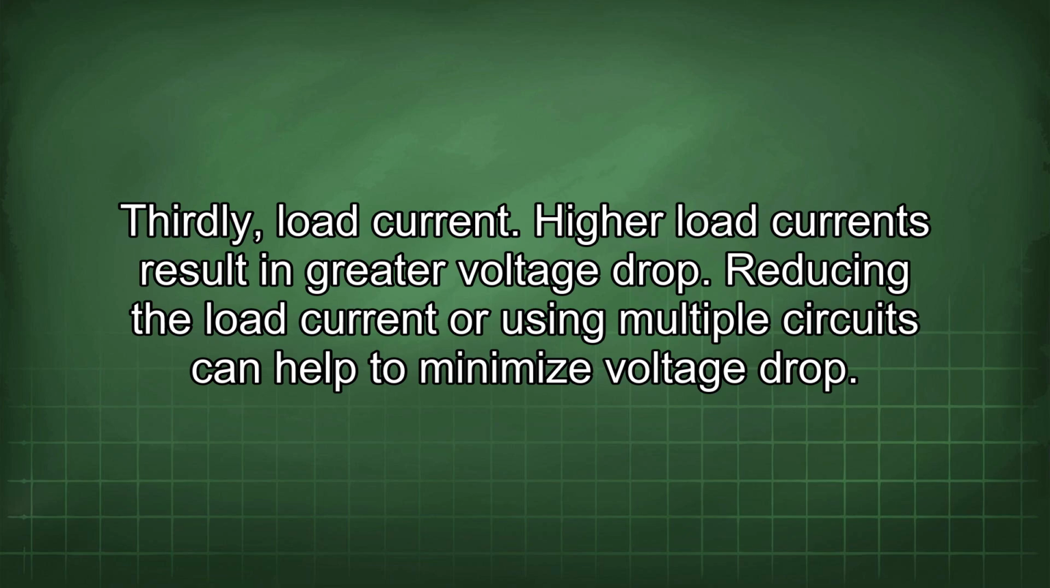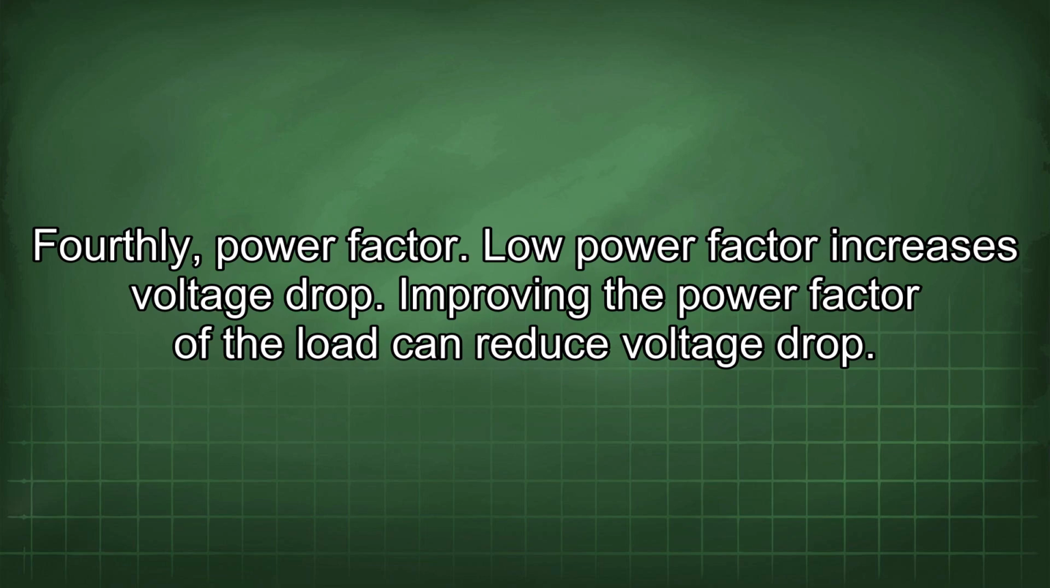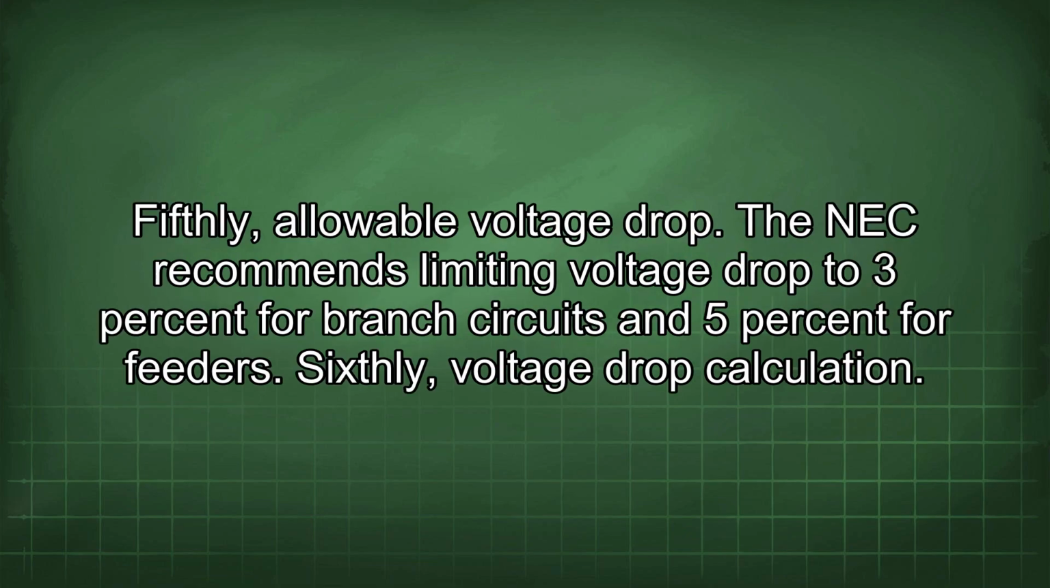Reducing the load current or using multiple circuits can help to minimize voltage drop. Fourthly, power factor. Low power factor increases voltage drop. Improving the power factor of the load can reduce voltage drop. Fifthly, allowable voltage drop. The NEC recommends limiting voltage drop to 3% for branch circuits and 5% for feeders.